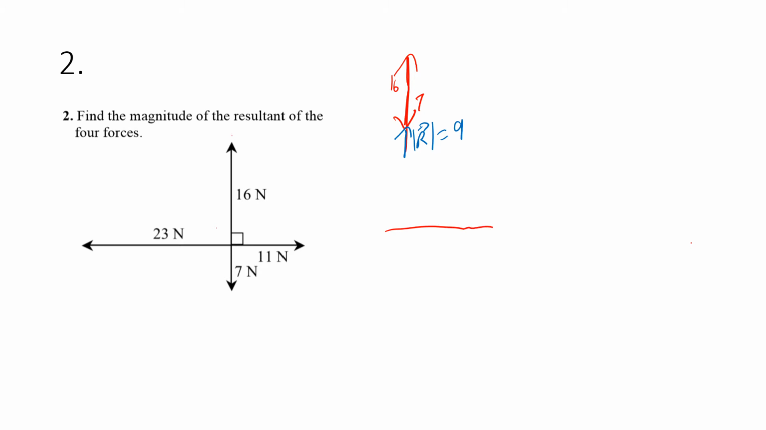Next up, we have the vector going left, and then a smaller vector going right. So our resultant is still going to end up being left. 23 minus 11, that's 12.